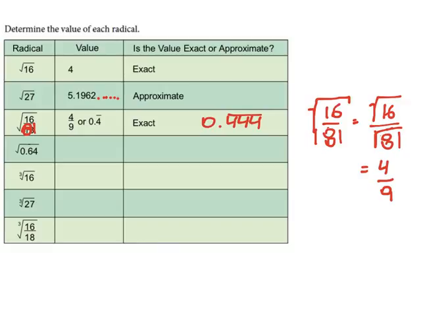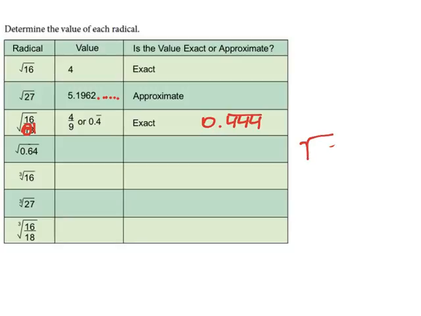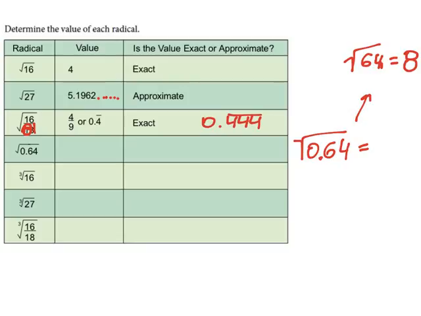Let's take a look at the next row. We have root 0.64. But honestly, root 64 has a lot of importance in this case. The reason is because we know that root 64, or radical 64, is 8. And since we have 0.64, your answer will be 0.8. So your answer is exact because there are no other digits following 8 that are non-repeating.